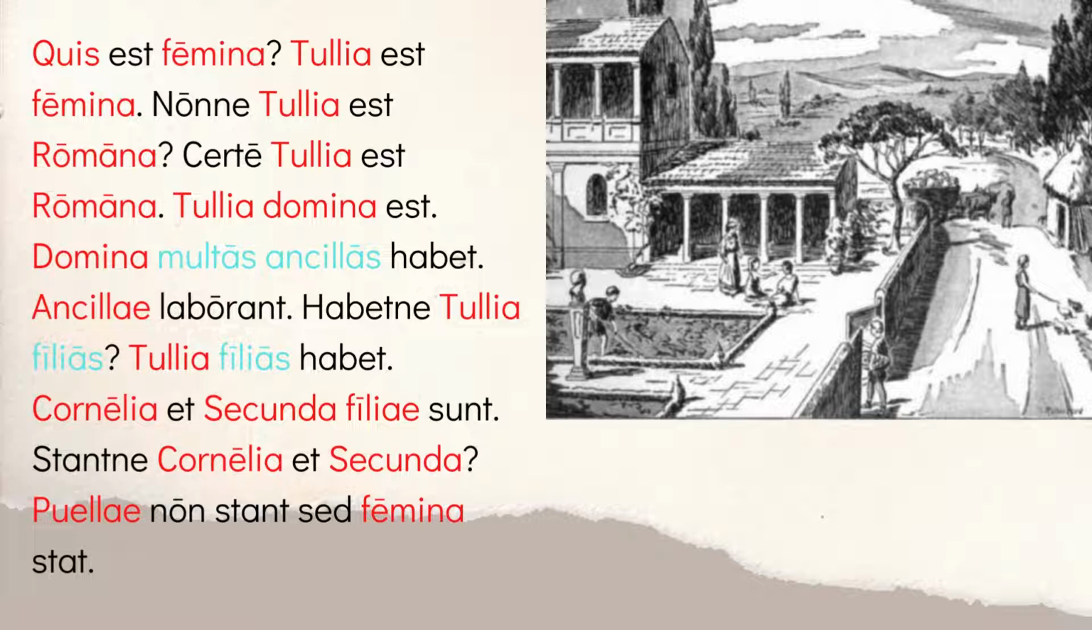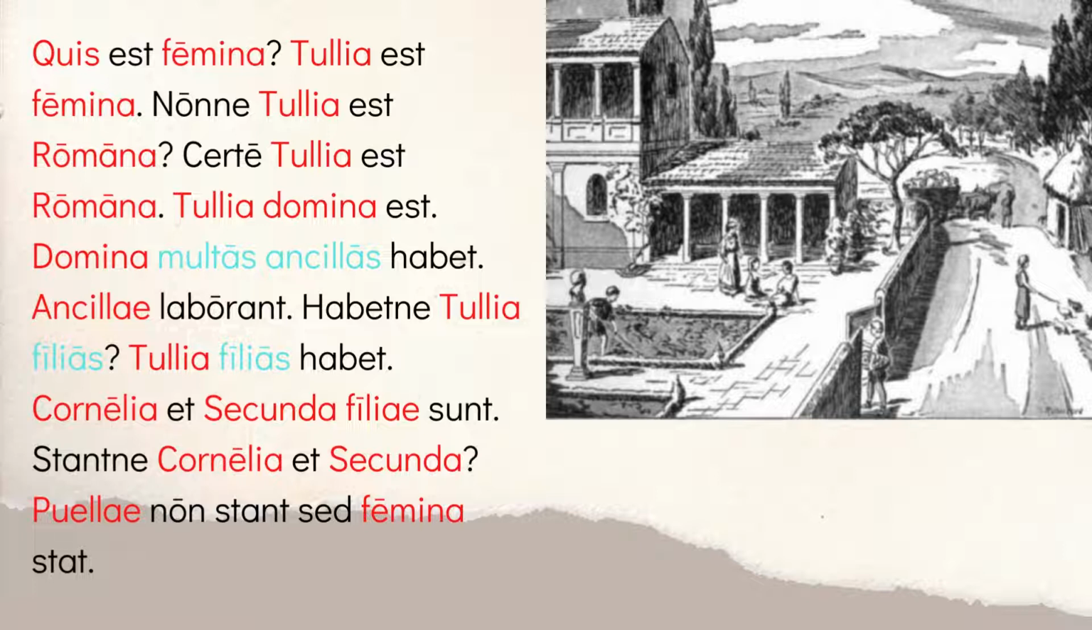Tullia is the woman. Nonne Tullia est Romana? Again, you're asking that question of surely she is. You're expecting a yes. So you can translate nonne as surely. Surely Tullia is Roman. Then you have your answer. Certe Tullia est Romana. Certainly, certe Tullia est Romana. She is Roman. Tullia domina est.